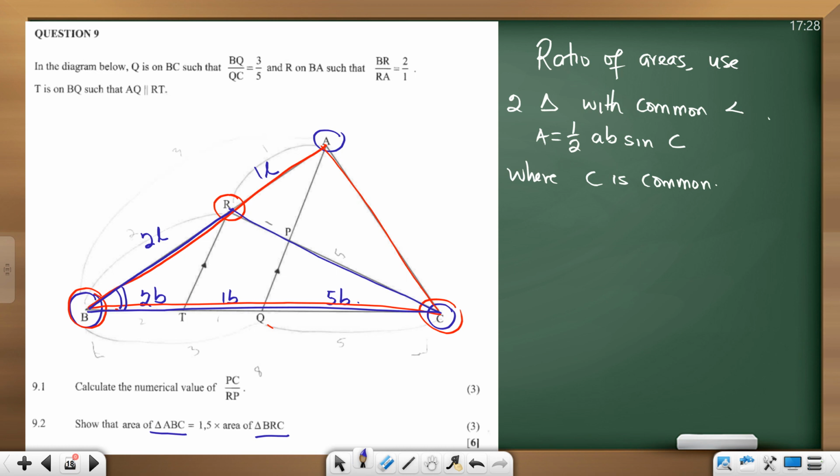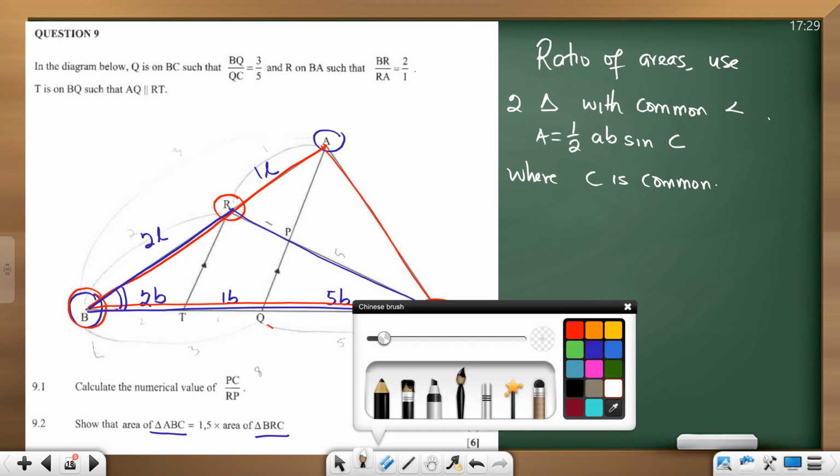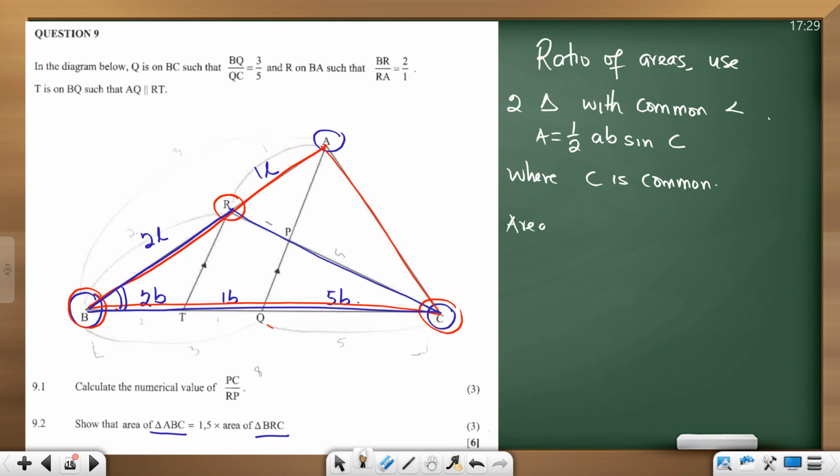Are we together? Do you see how B is common there? That's where your answer lies. You see this sine C? I'll be using that angle. So we have what? Area of triangle ABC over area of triangle BRC. We are using our trig. I have AB sine C, where A and B are the sides that enclose the angle. Remember? So let's look at the red line.